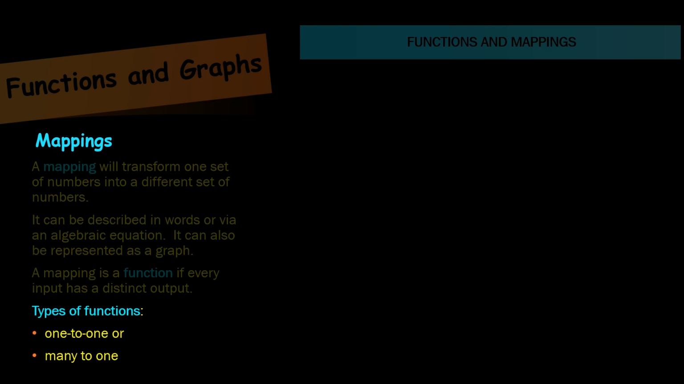Let's have a look at some illustrations. We're going to first look at a one-to-one function. So suppose we have a set A and a set B. Each value in set A is mapped onto a value in set B, as shown. This is a one-to-one function.